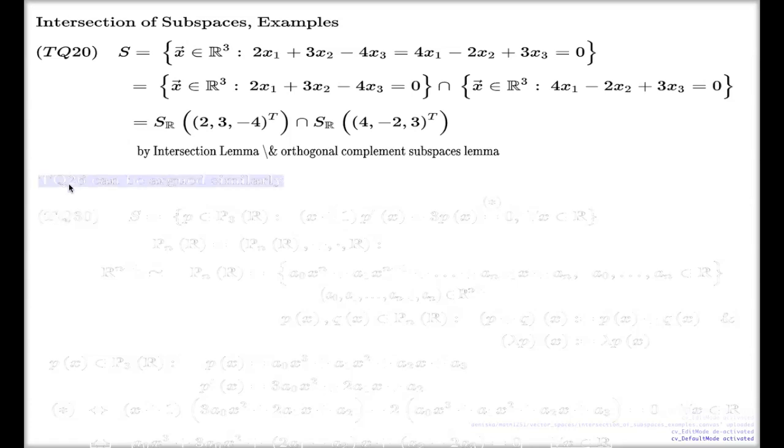Another question where a similar method will help you is question 26. In fact, lots of questions in the yellow book can be argued in the same fashion. Lots of them can be reduced to the intersection lemma and the orthogonal complement lemma. And if you can do that, that means that you mastered this.